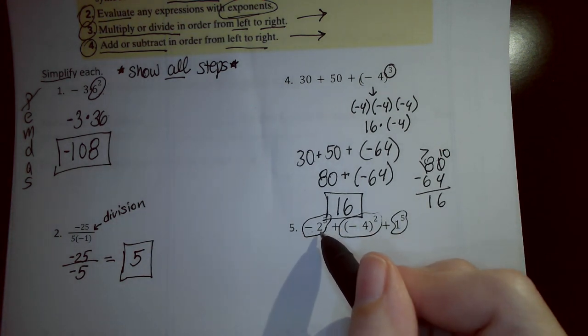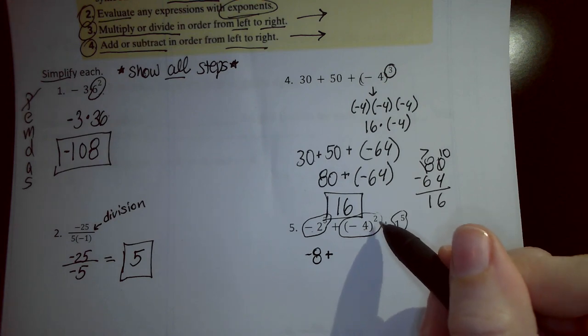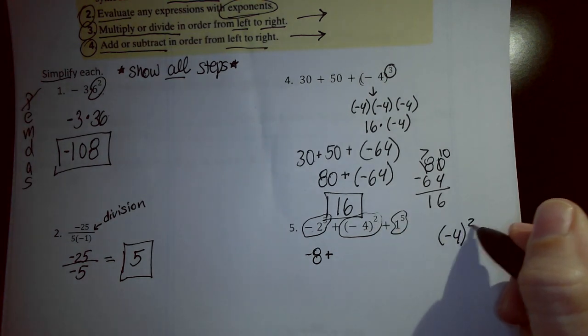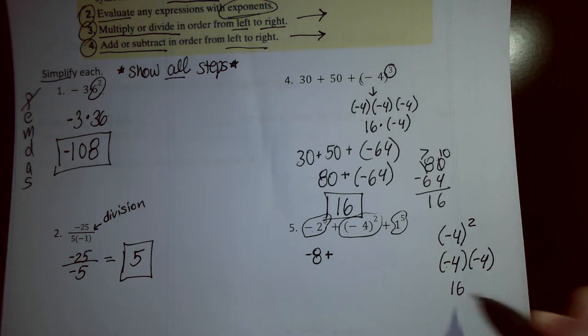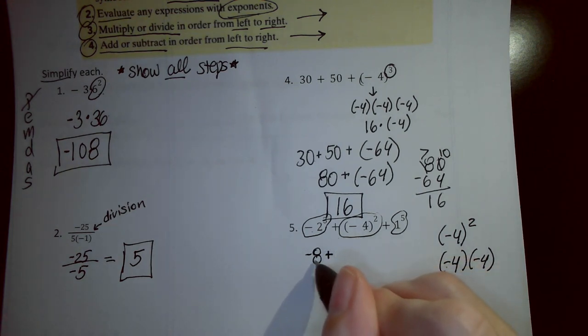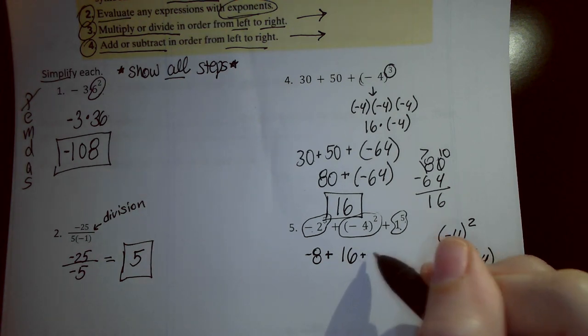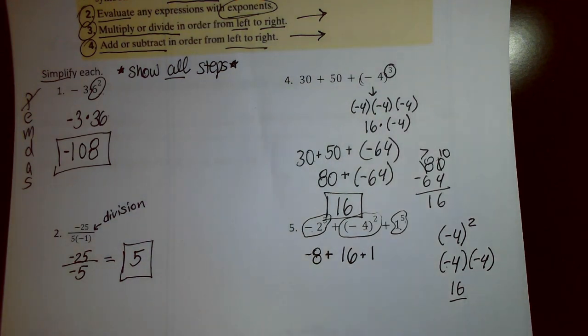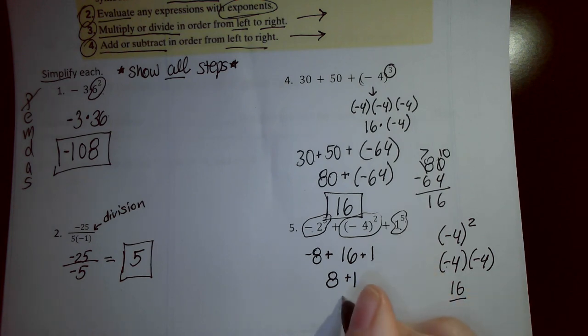Well, negative 2 times negative 2 is positive 4 times negative 2 again is negative 8 plus negative 4 squared. Now remember, if we have negative 4 squared, we're multiplying with the negative. So we get positive 16. So this would be negative 8 plus 16 and then 1 to the fifth. Well, 1 times 1 times 1 times 1 times 1 is still going to be 1. So it's just plus 1. Now we go from left to right because the only operations left are addition. So negative 8 plus 16 is 8 plus 1 is 9. So our answer would be 9.